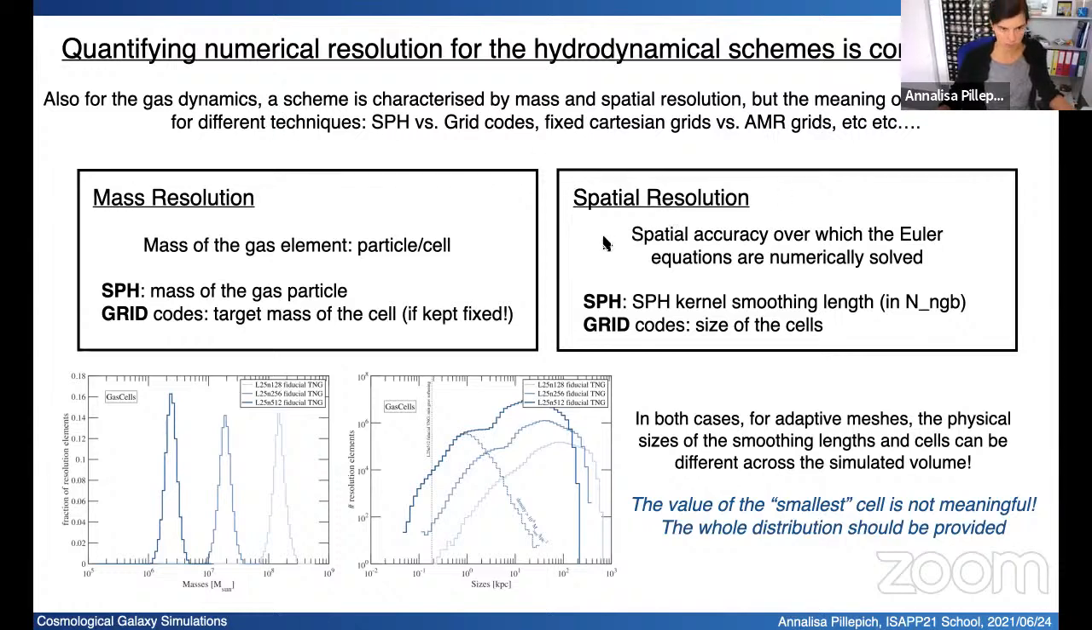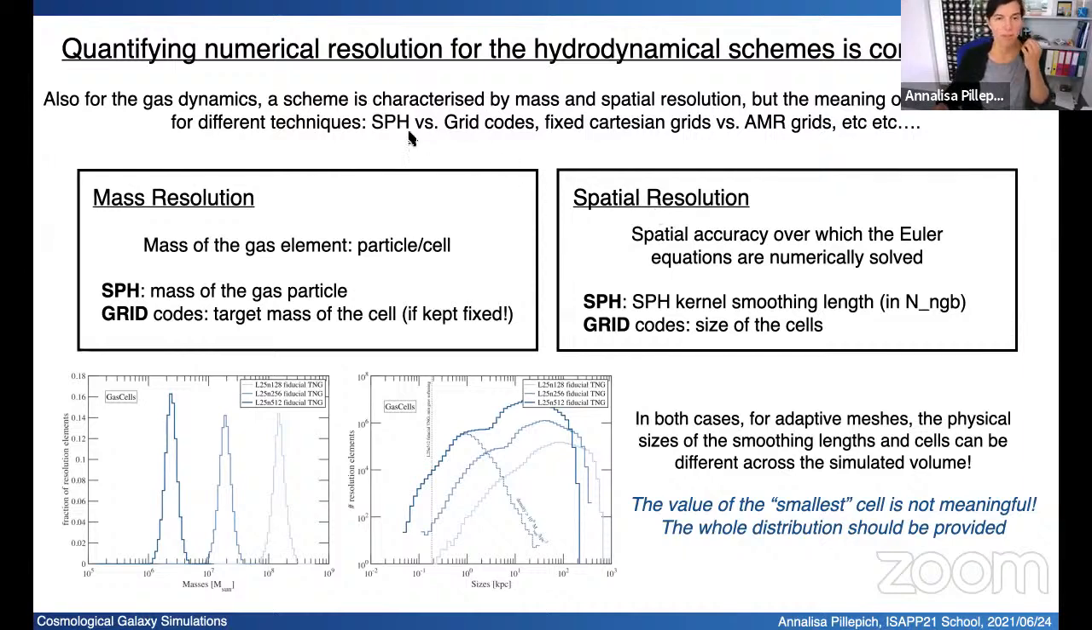The spatial resolution is the spatial accuracy over which the Euler equations are numerically solved. And so for the SPH, this is essentially given by the SPH kernel smoothing length, often given in terms of these neighbor numbers. In the grid codes, it is effectively the size of the cells in which you have discretized your volume. This is usually called smoothing resolution, smoothing length for the hydro, as opposed to the softening length, which is the spatial resolution of the solution of gravity. Clear?